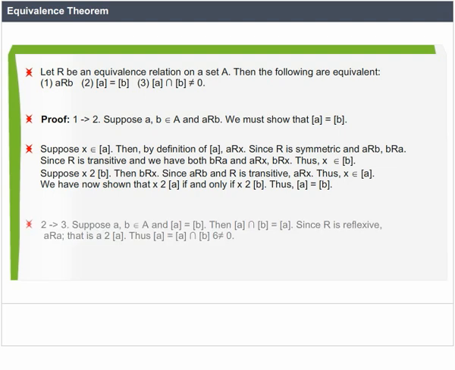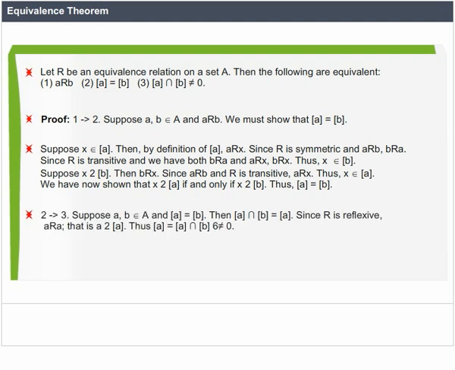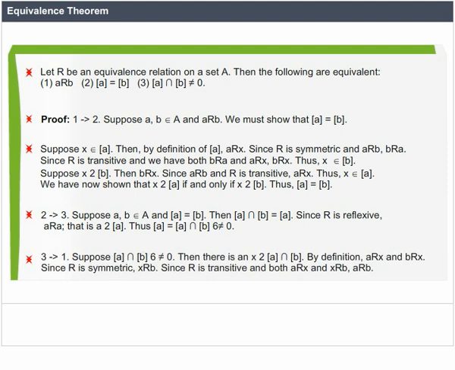2 implies 3. Suppose a, b belong to A and [a] equal [b], then [a] intersection [b] equal [a]. Since R is reflexive, a related to a, that is a belongs to [a]. Thus a belongs to [a] intersection [b], not equal to empty set. 3 implies 1. Suppose [a] intersection [b] not equal to empty set, then there is an x in [a] intersection [b]. By definition, a related to x and b related to x. Since R is symmetric, x related to b. Since R is transitive, and both a related to x and x related to b, a related to b.